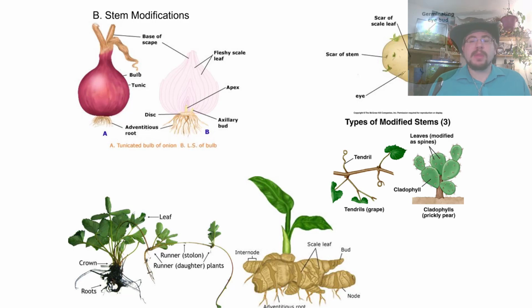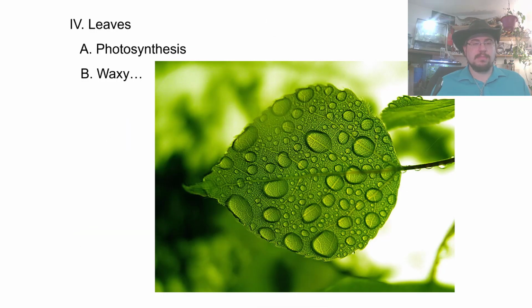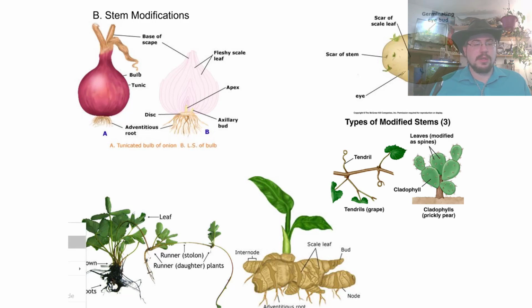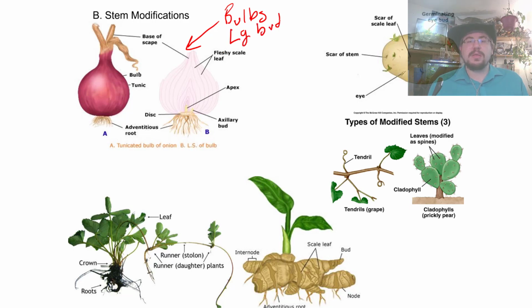All right. First type of stem modifications are the bulbs. So these are the bulbs. Bulbs are basically a large bud with leaves. So if you separate out an onion like this, all the layers of an onion are leaves. So these are all modified leaves.